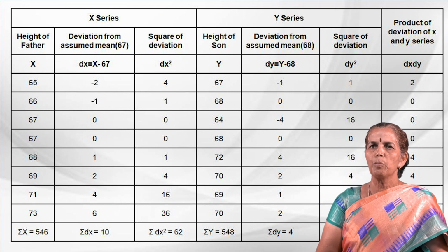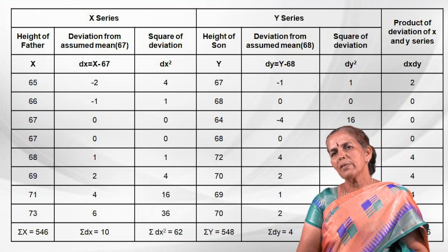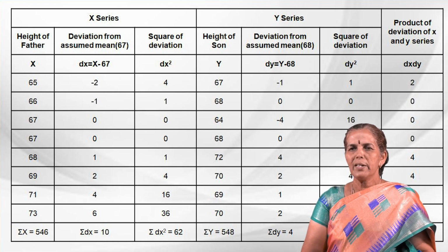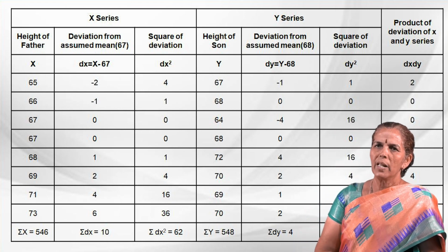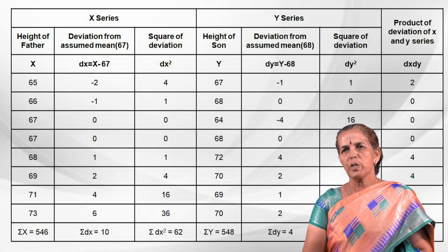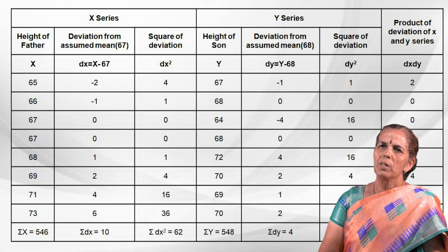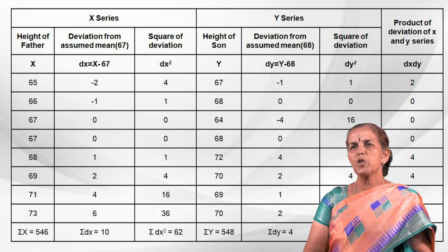We got it as -2, -1, 0, 0, 1, 2, 4, 8, 6. When we are summing up this column, we got summation dx equal to 10. Next, square this deviation value: 4, 1, 0, 0, 1, 4, 16, 36. When you are summing up, summation dx squared, we got it as 62.